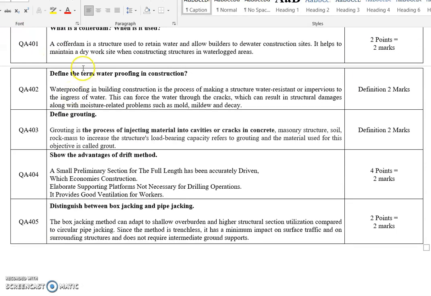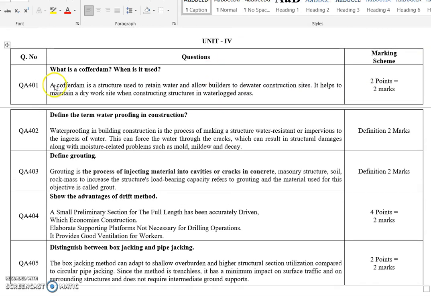A coffer dam is a structure used to retain water and allow builders to dewater construction sites. It helps to maintain a dry work site when constructing structures in waterlogged areas. So in that area, the coffer dam construction can be performed in a perfect shape.